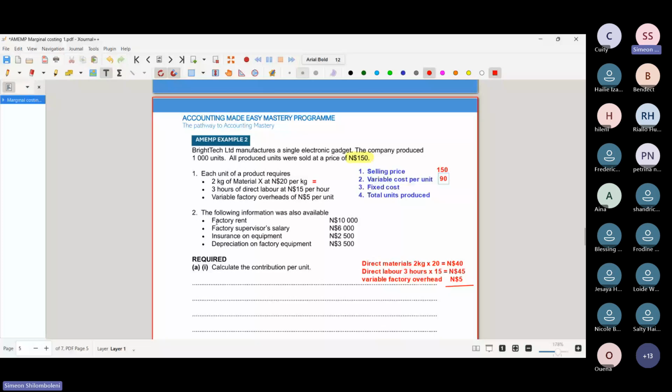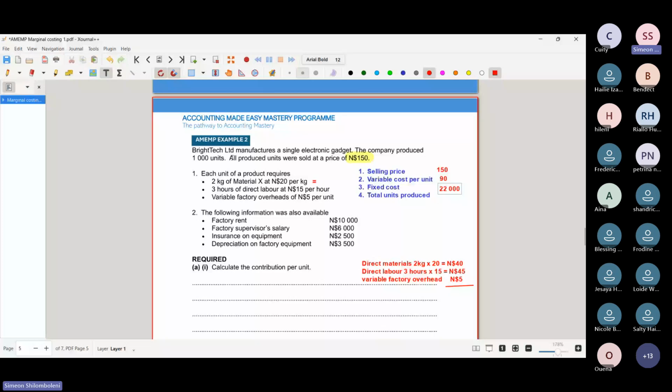Yes. Factory supervisor's salary, is it a fixed cost? Yes. Insurance on equipment, it's a fixed cost. Depreciation on equipment, it's a fixed cost. Maybe it's because I was doing this in a hurry. I could have put something that is not a fixed cost here, just for you to think that I must not add this figure. But in this case, all these figures are fixed costs. So how much is the total fixed cost that we have? 22,000, sir. 22,000 is our fixed cost. Total units produced is 1,000.